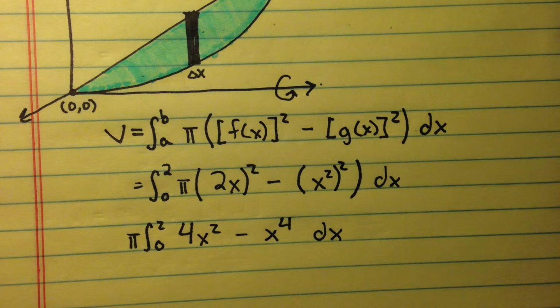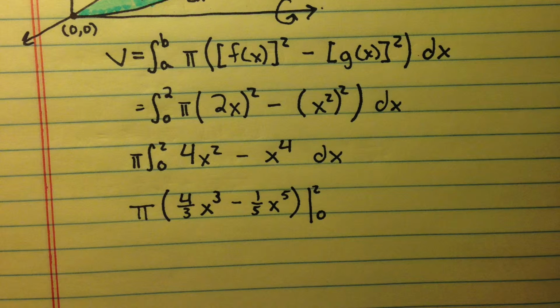The next step I took was to simplify my integral, just to make taking the integral easier. I moved the pi out of the integral and then just used my parenthesis rule to take the exponent, or raise 2x to the second power, and also x squared. So in the end I got 4x squared minus x to the fourth.